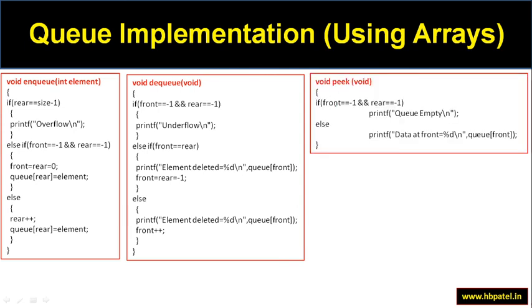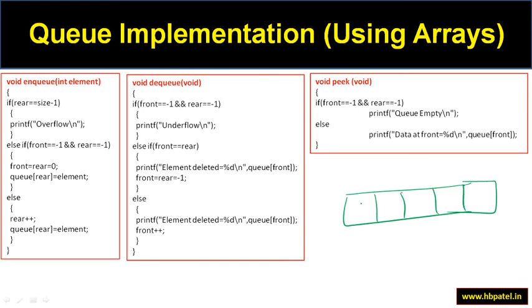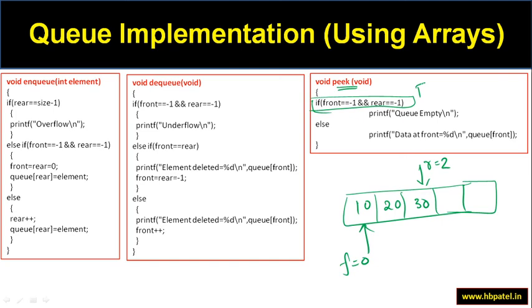Now peek. Peek means I just want to know what is there in the front. So let's say I have something like this. Let's say I am having 10, 20 and 30. That means front is equal to 0 and rear is equal to 2. In case of peek, let us check whether front equals -1 and rear equals -1. That means this is empty. So in case of empty, you would not be able to return anything, so just simply print a message: empty.